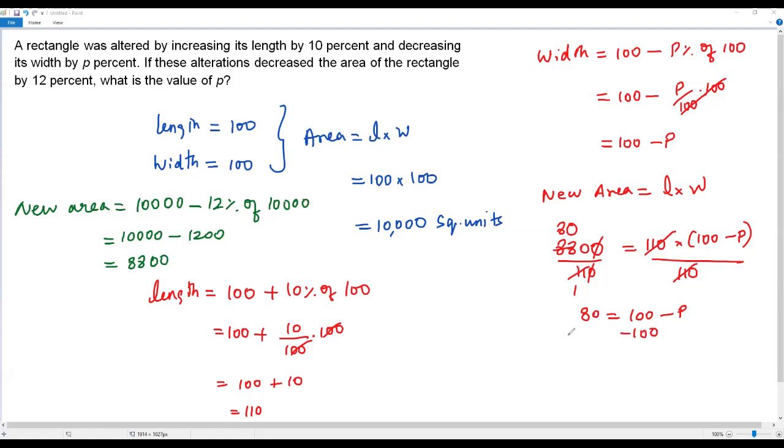Now let me subtract 100 from both sides. When I do so, the positive 100 and negative 100 will cancel out. The simplification of this one is negative 20 is equal to negative P. When I multiply both sides by negative 1, I'll be getting positive 20 on the left side and positive P on the right side. So now I got the value of P. The value of P is 20.